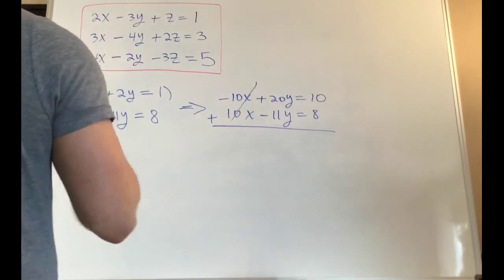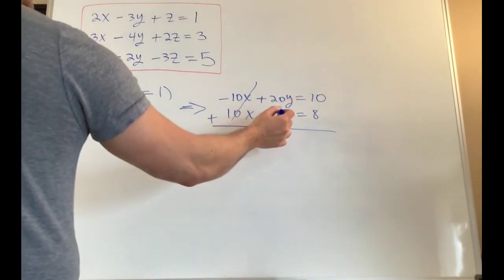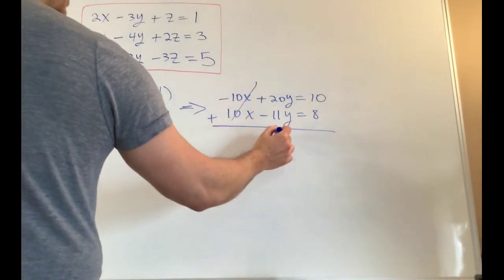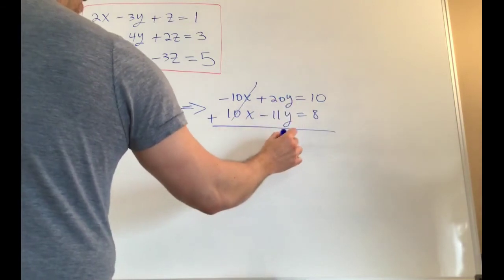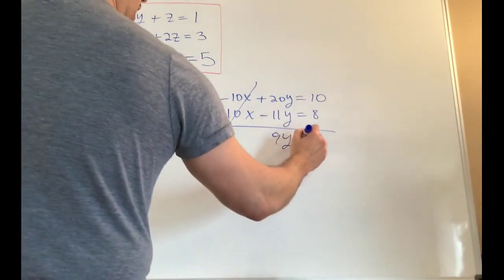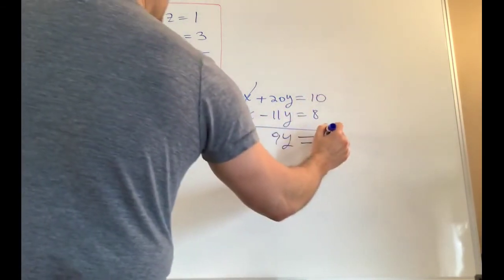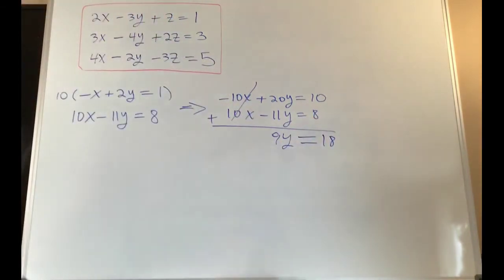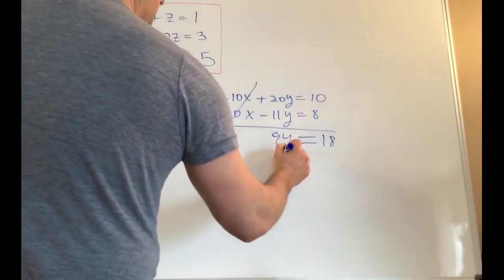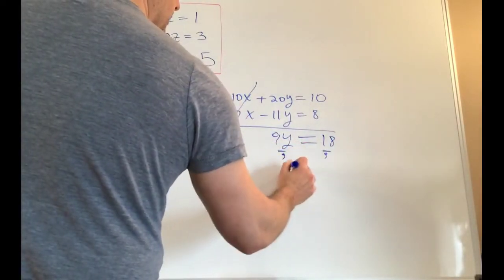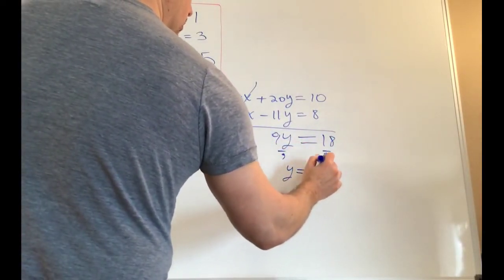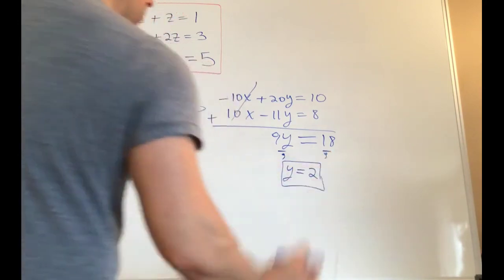Those cross out. 20 take away 11 is 9y. Bigger equal sign. Make sure you make it bigger. 18. Oh no. You're adding 2 equal signs. They get bigger. That's just basic math. Divide by 9. Y is 2. Sorry for the sloppiness.